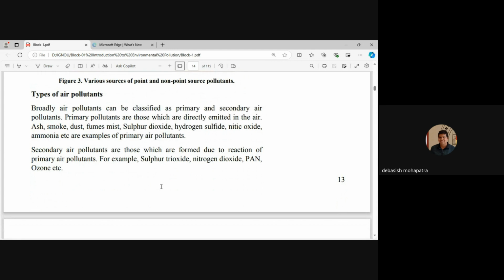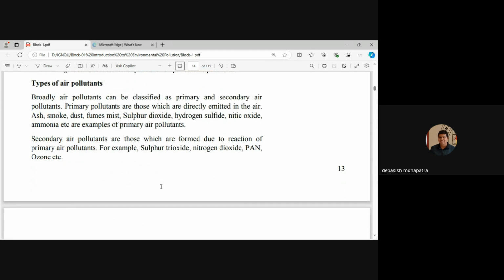Then types of air pollutants. Broadly, air pollutants can be classified as primary and secondary. Whereas for water there is point and non-point, here it is primary and secondary. Primary are those which are directly emitted, and secondary are those which are formed due to reaction. Okay, these are primary air pollutants.